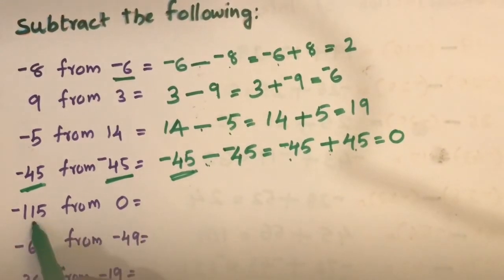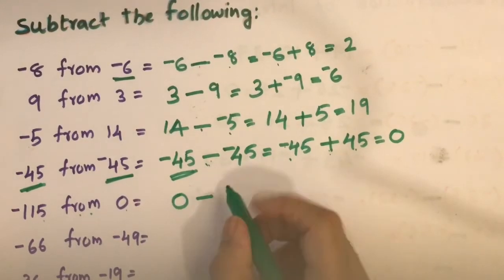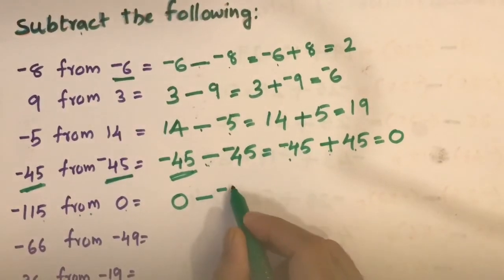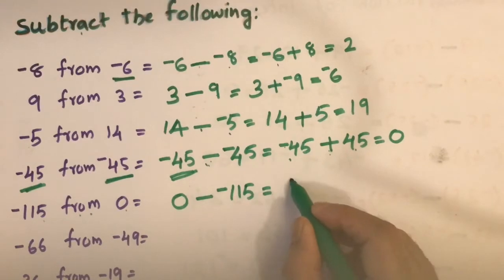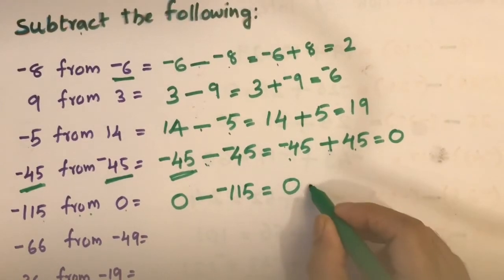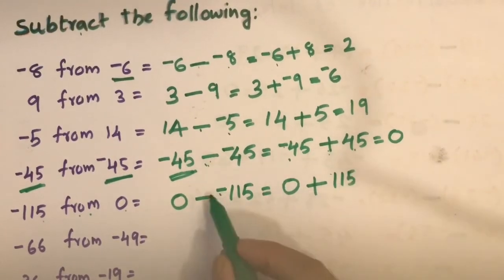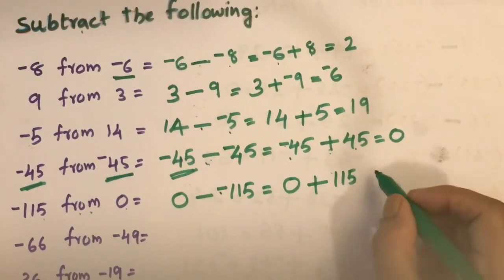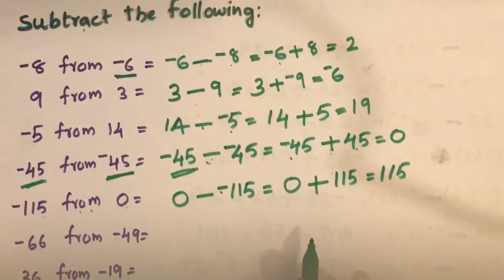Then negative 115 from 0. So write 0 first. Then the operation is subtraction. Then write negative 115. Keep the first integer the same way. Change the operation. Change the sign of the second integer. Negative 115 will be changing to positive 115. 0 plus 115 is 115.